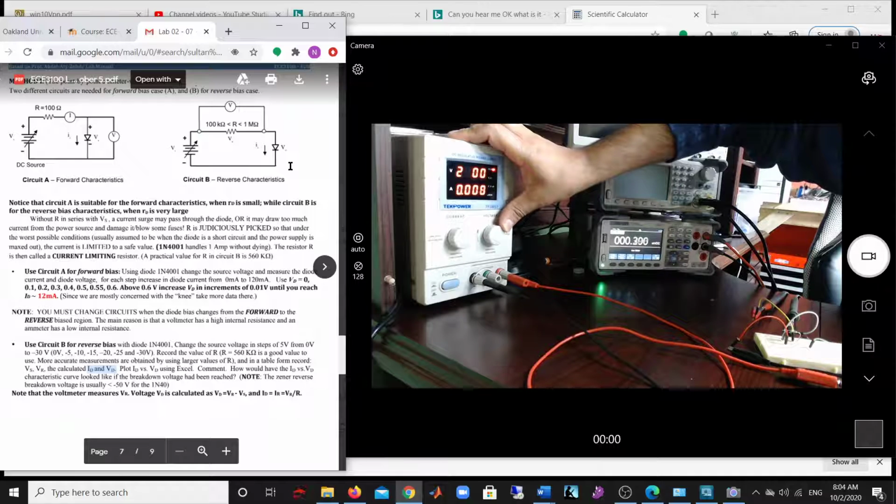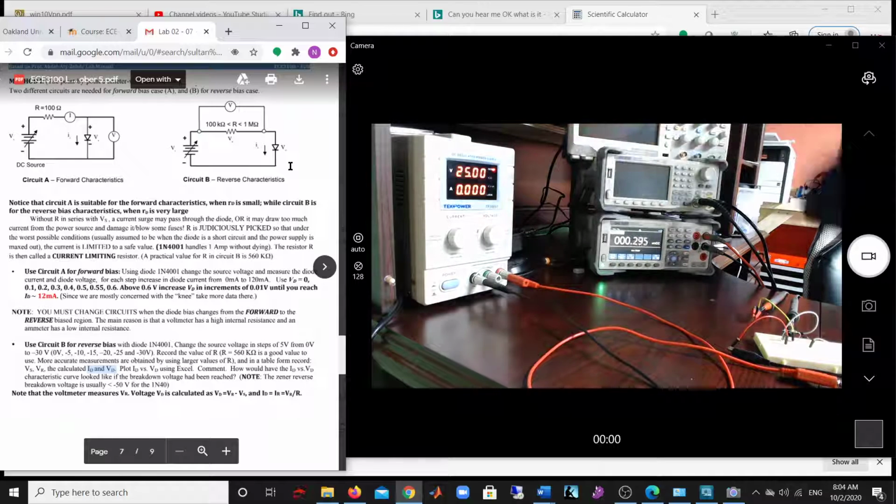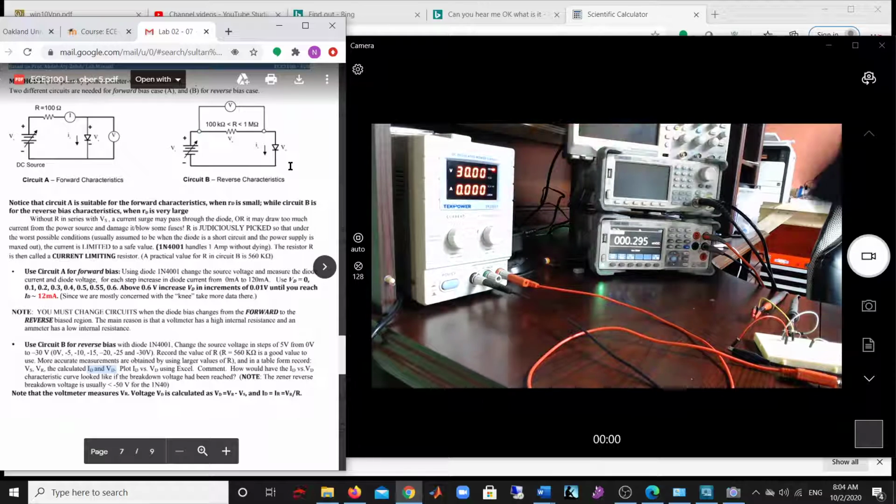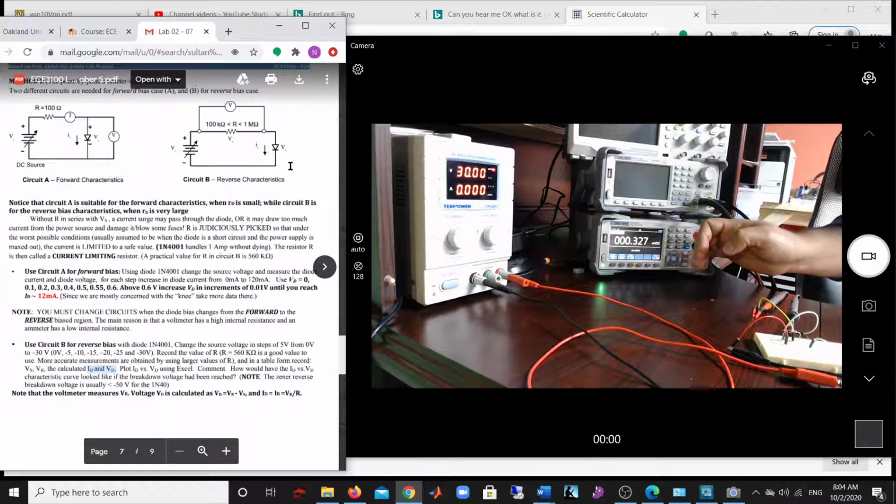Let's keep flipping. Here you can get 0.307 as an example for 25 volt, and you do the calculation for the ID and VD. And here you can get like 0.327, 0.329, 0.389. This is the voltage across the resistor, okay?